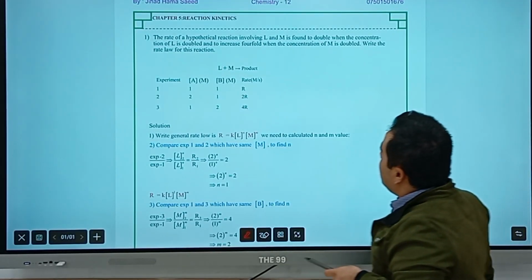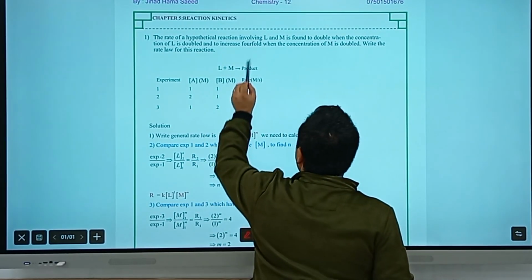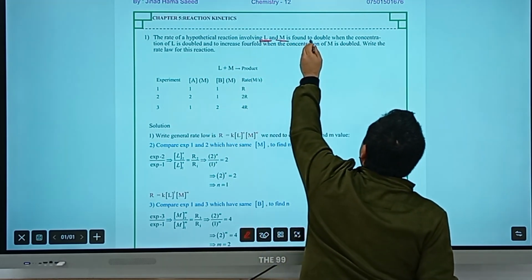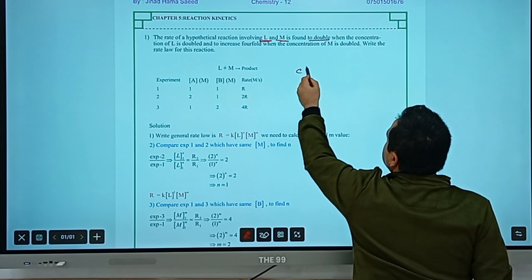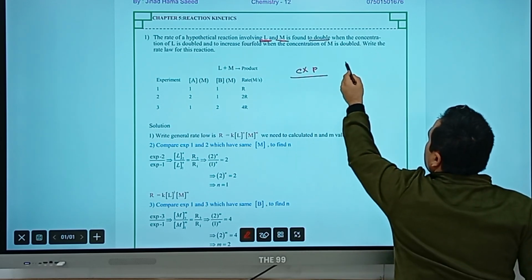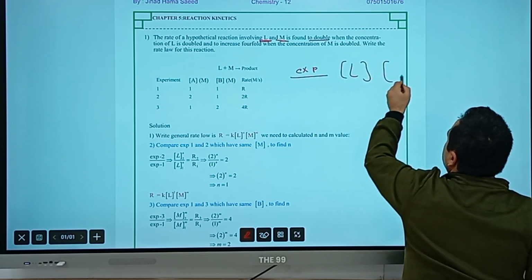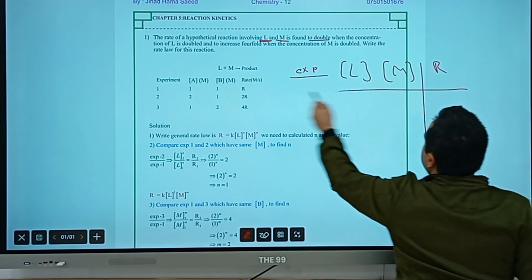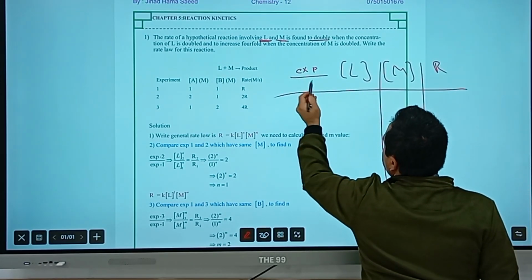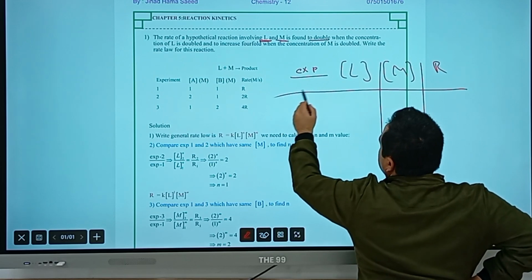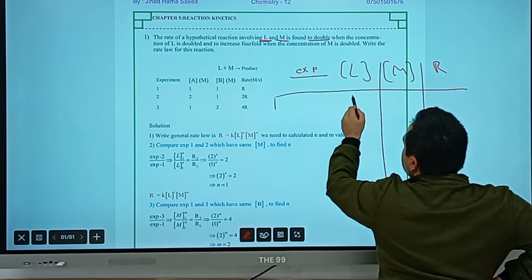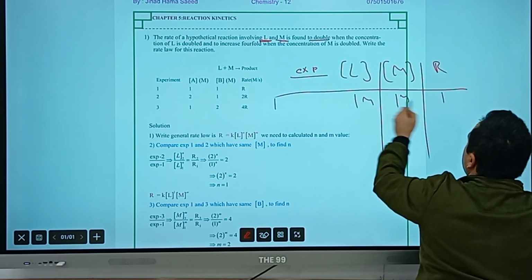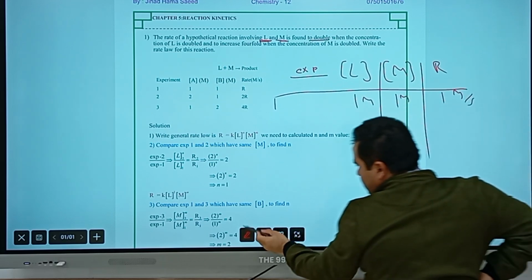The next, here we have a statement: a hypothetical reaction involving L and M is found to double. So we have experiments, concentration of L, concentration of M, and R. Let us say, in the first experiment, L is 1, M is 1, R is 1 molar per second. Okay, guys.